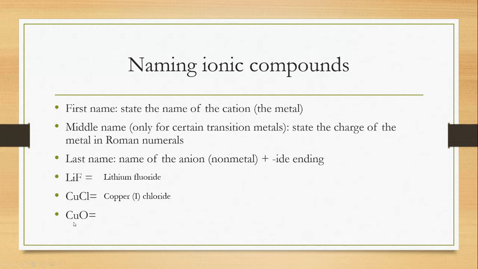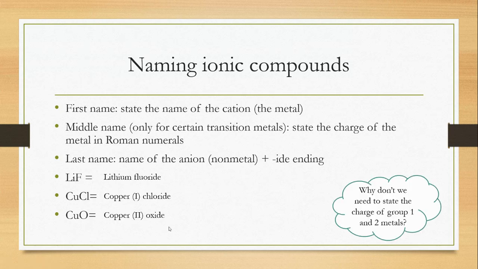And then we can check out this example. Oxygen is in group 6A, so it's always going to form a -2 charge. In order to cancel that out, this copper must have a +2 charge. So we have copper 2 oxide.